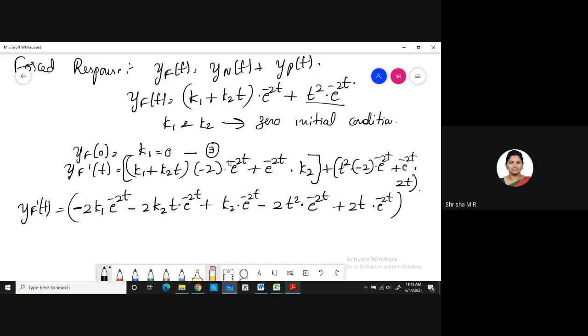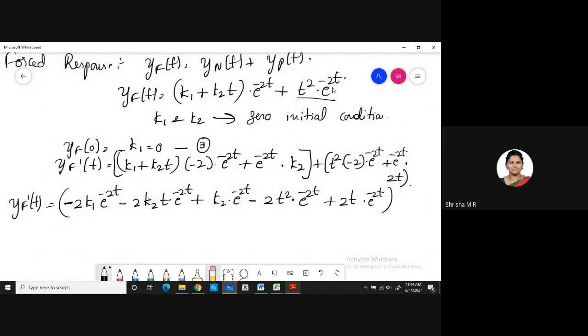Clear? We have used the product rule for this as well as this. First I'm keeping this constant and differentiating this. I get minus 2 into e power minus 2t if I differentiate this, plus I'll keep this constant and if we differentiate this we get k2. Next, this is also product rule. So you have t square into minus 2 into e power minus 2t, keep this constant, differentiate this. Then you differentiate this and keep this constant and write the equation.